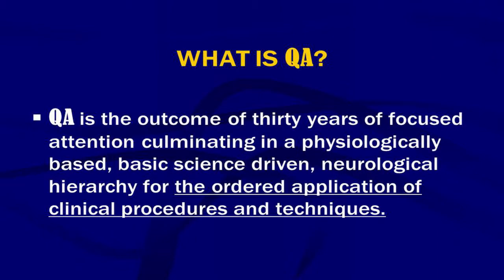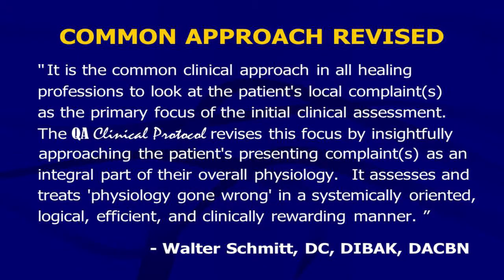QA is the outcome of 30 years of focused attention culminating in a physiologically based, basic science-driven neurological hierarchy for the ordered application of clinical procedures and techniques. And it hasn't changed since we started it in 2005. And it actually goes back farther than that because I was working on it for a long time. Except for when the brain is the primary organ, we change the order around a little bit when the brain is the source of the symptoms.